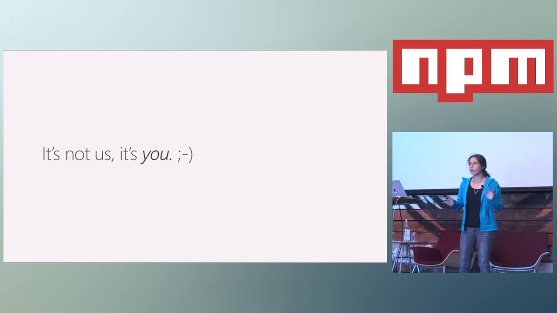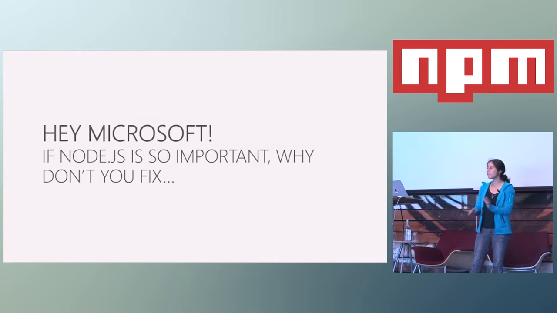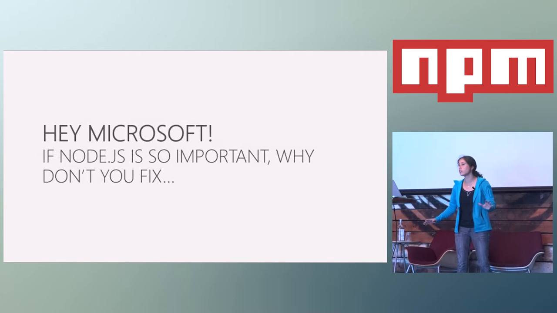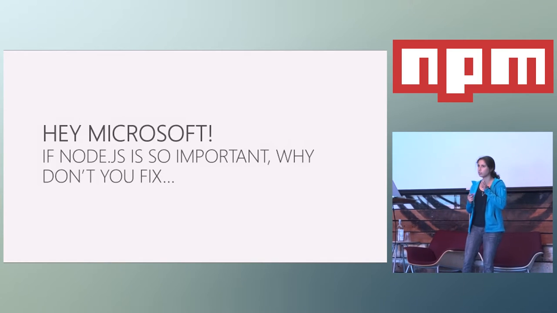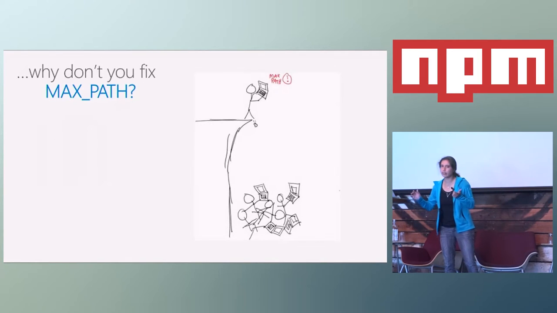But whenever I say this, undoubtedly the response ends up being something like, hey, Microsoft, if Node is so important to you, why don't you fix blank? And so there are three different responses that usually come. The first is MaxPath.